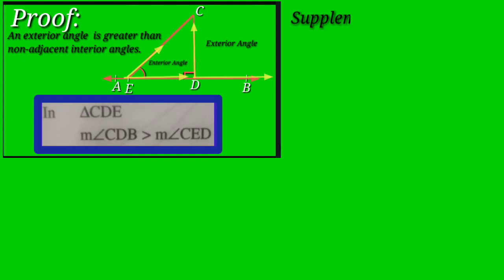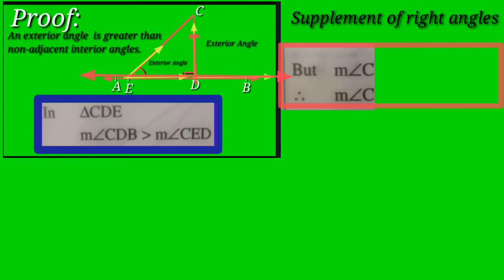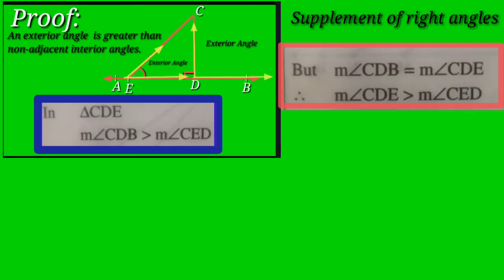By supplement of right angles, this exterior angle CDB is equal to angle CDE. Therefore, angle CDE is greater than angle CED.